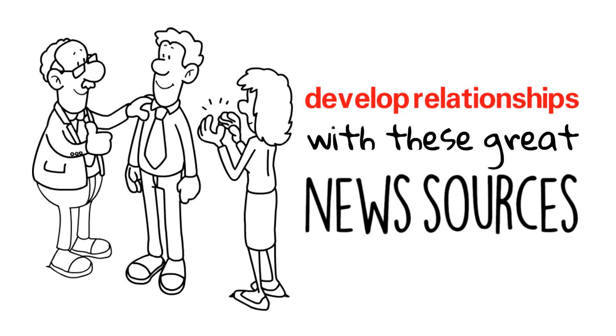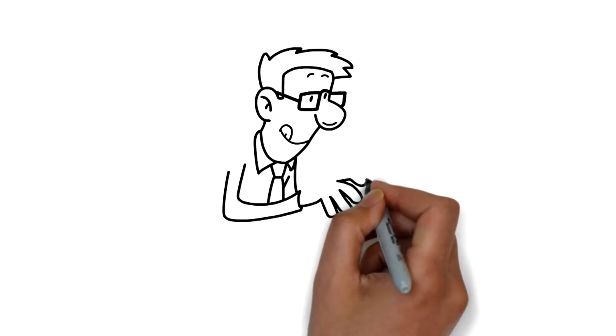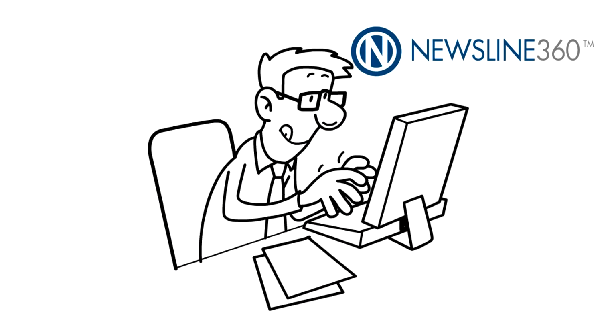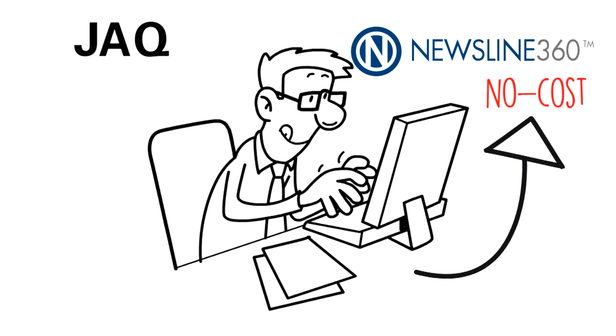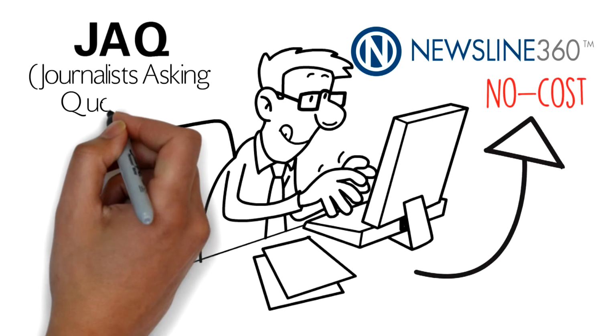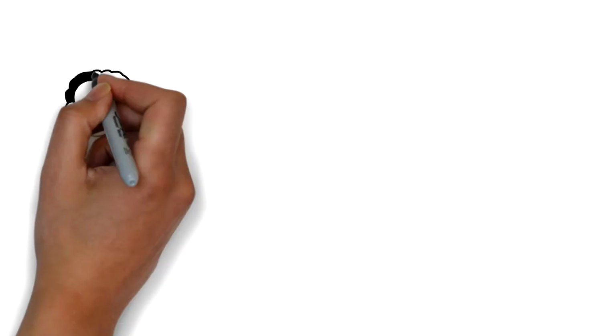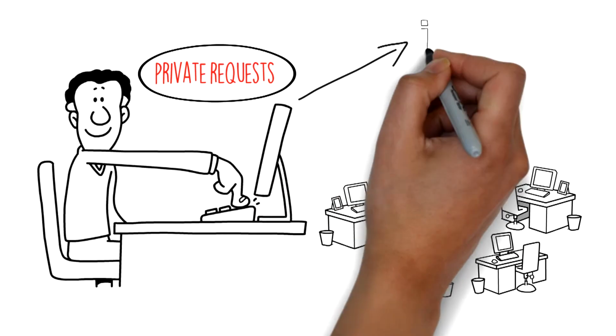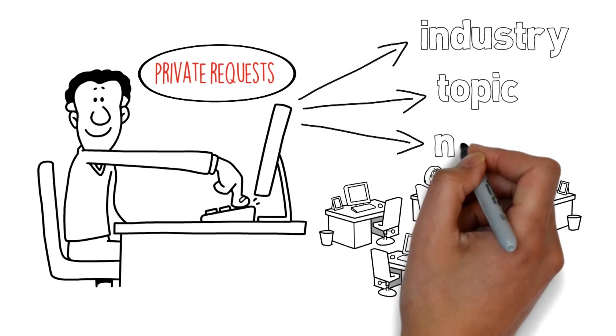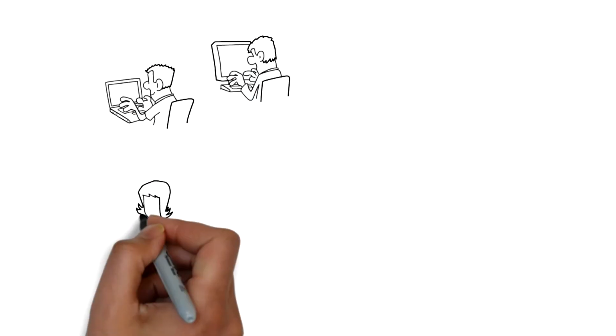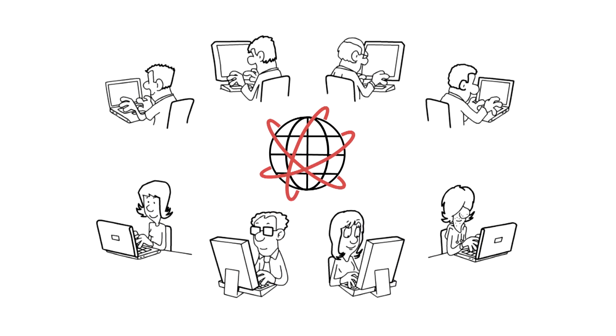these great news sources. When you're looking for additional sources, you can use Newsline 360's no-cost JAQ feature, Journalists Asking Questions. You can send out private requests to specific sources or send out requests to targeted groups by industry, topic, or news category. You can reach out as broadly or as hyper-locally as you choose.